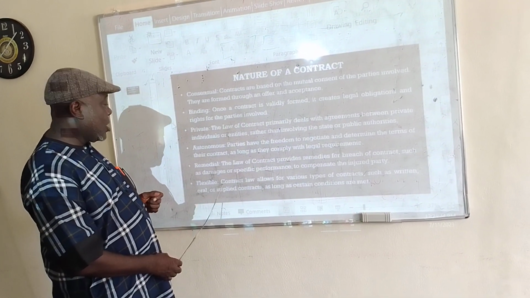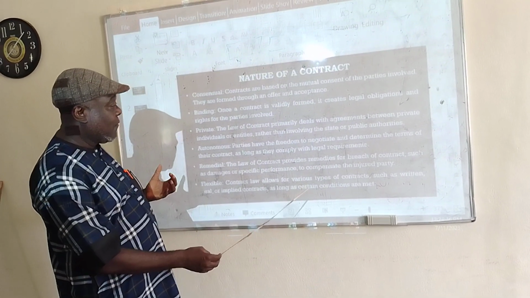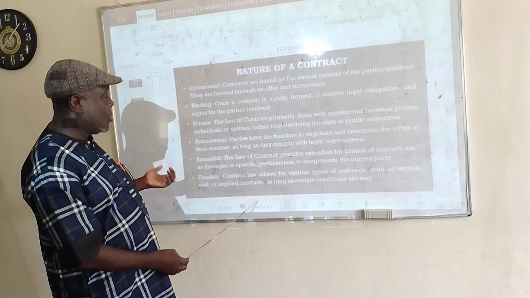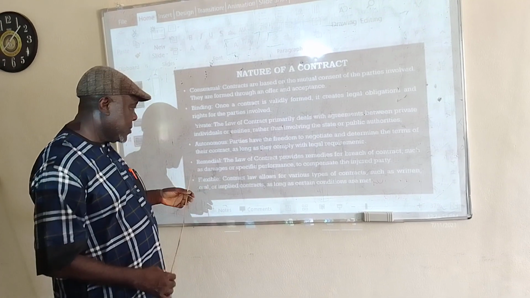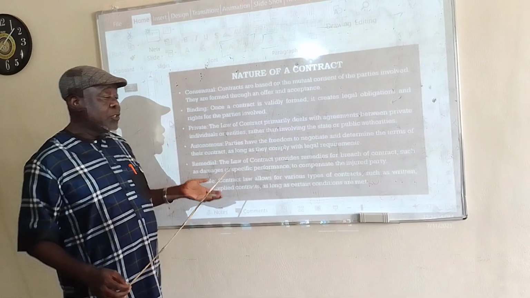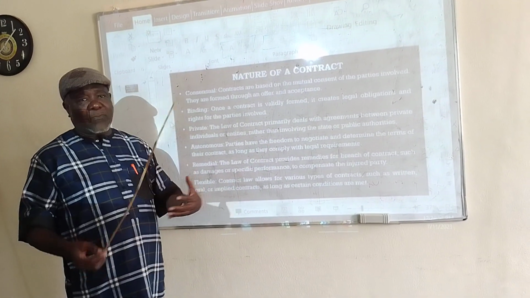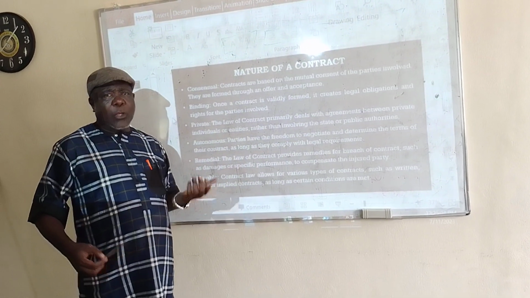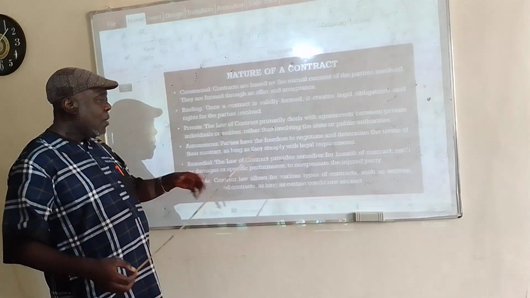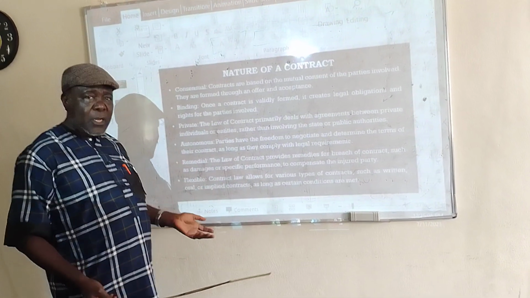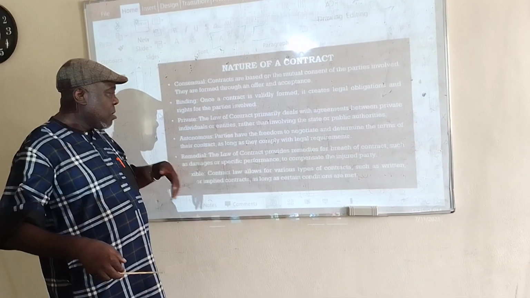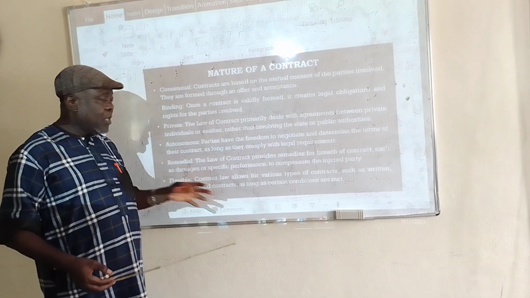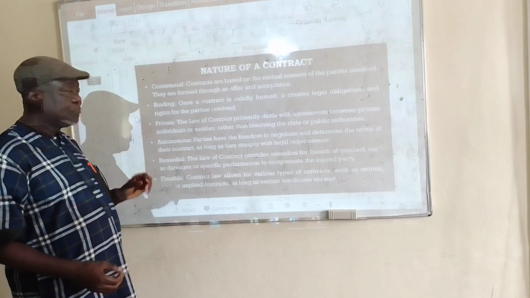Flexible. Contract law allows for various types of contracts, such as written, oral, or implied contracts, as long as certain conditions are met. So there is flexibility. When we look at the various classifications of contract, you will see that contract form can be written, it could be oral, it could be implied, as long as they are within the provisions of the law.